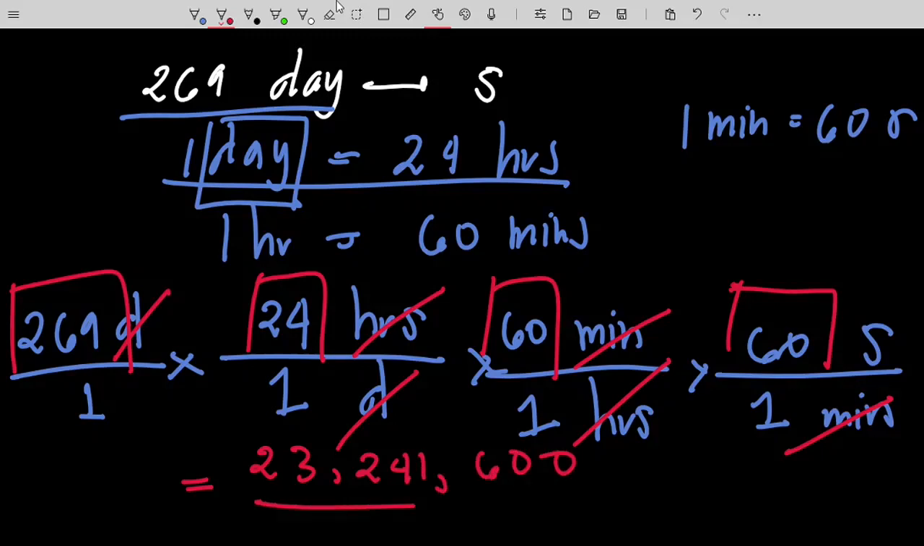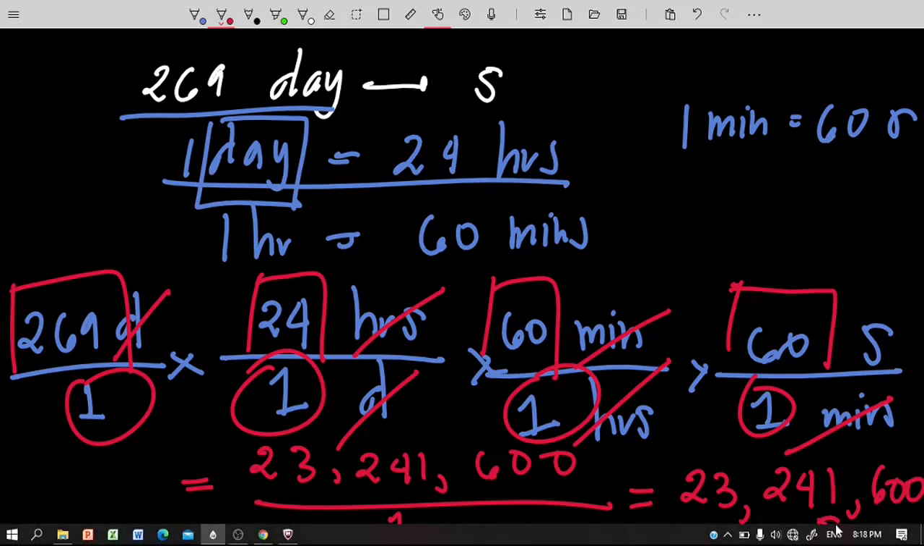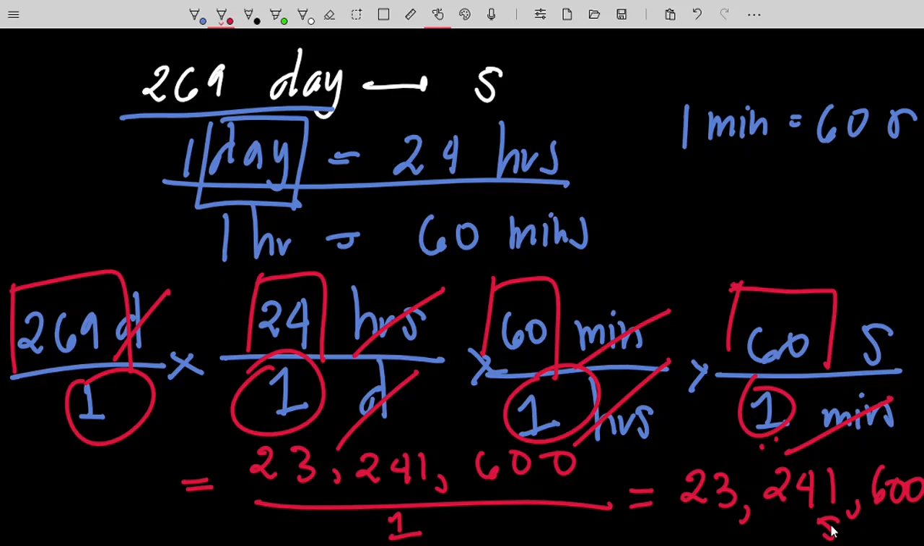Now, we should get 23,241,600 over 1 because they're all 1. And if we're going to multiply all of the 1, it should have 1. So the answer here is that we have 23,241,600 seconds in 269 days. So that is our final answer.